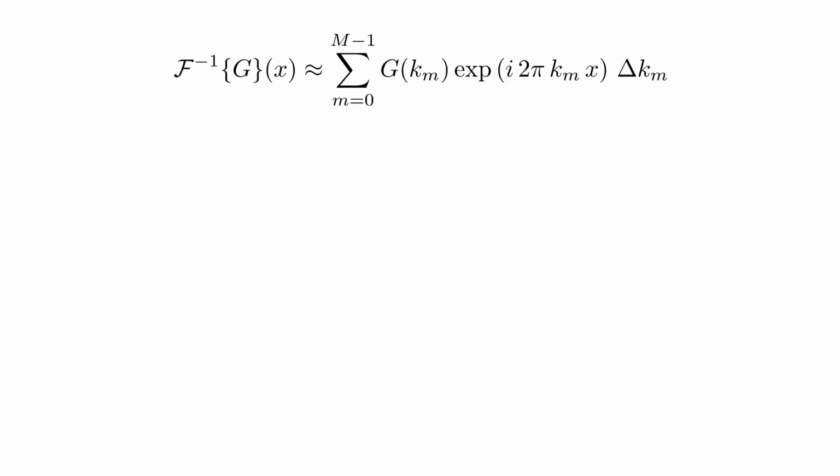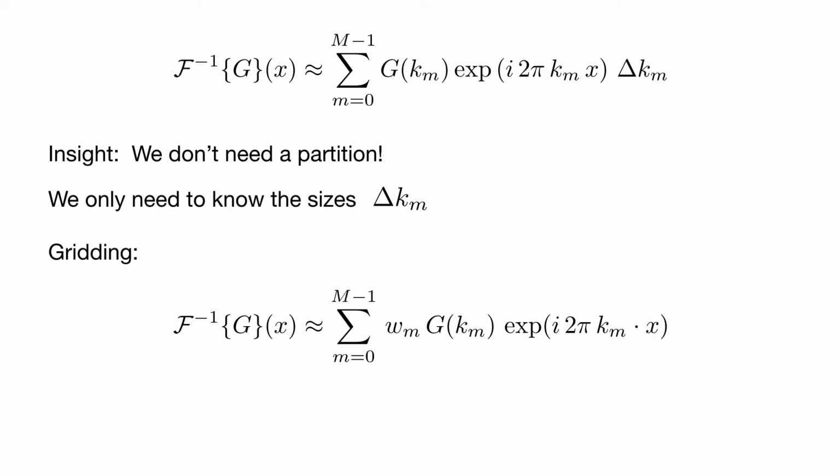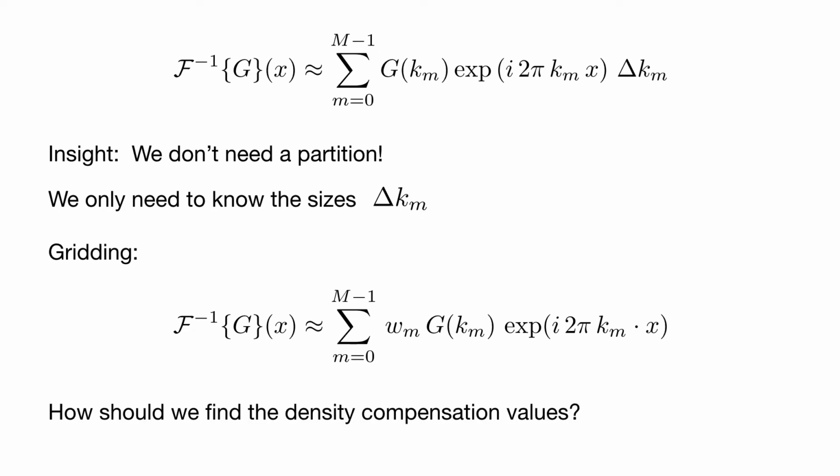Let's return to our approximation of the inverse Fourier transform. Here, the samples are no longer located on a grid. The key insight is that we don't actually need a partition. We only need to know the sizes of delta k sub n. This becomes the gridding algorithm, where we approximate the inverse discrete Fourier transform, where each Fourier value is weighted by w sub n. And so the question becomes, how can we find these density compensation values w?